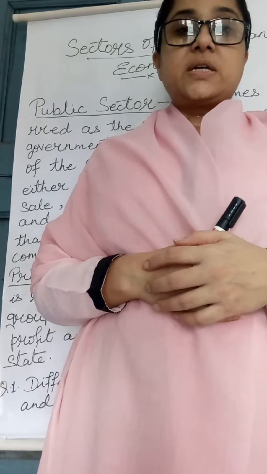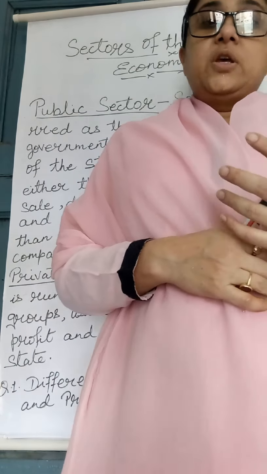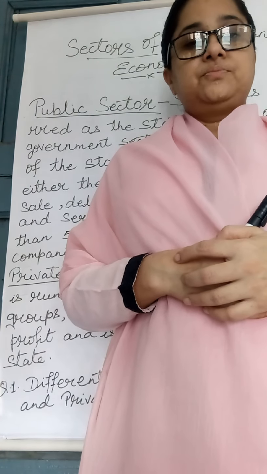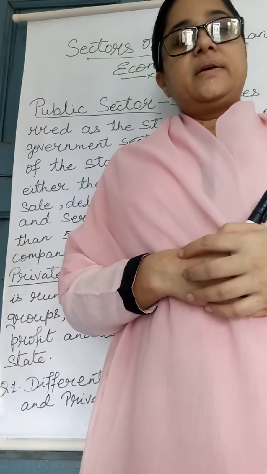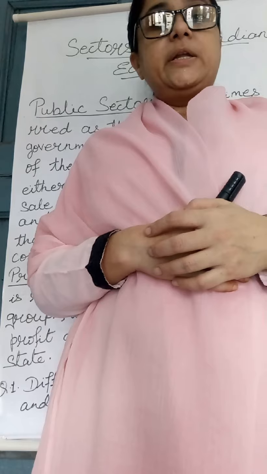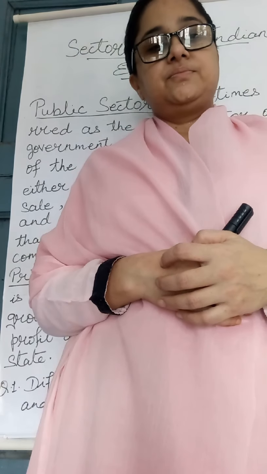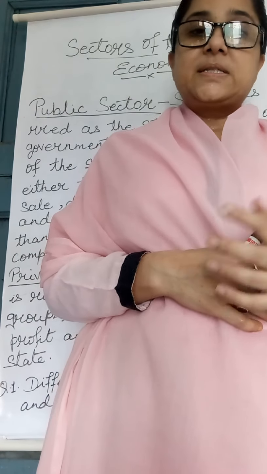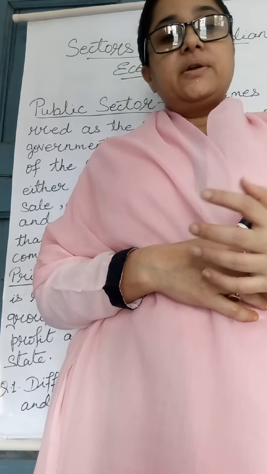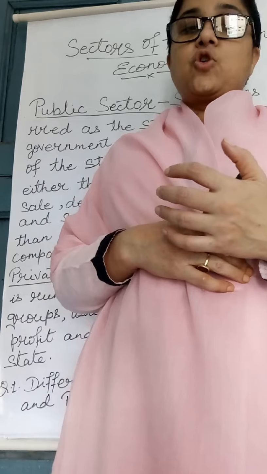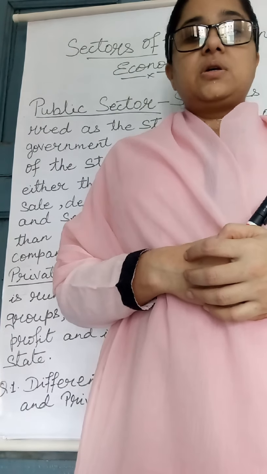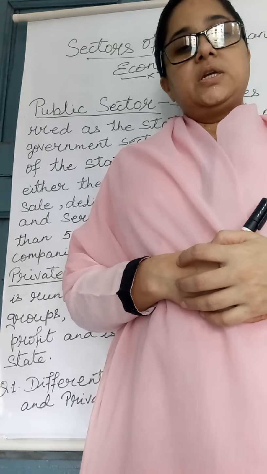Examples of private sector companies are Hindustan, Bajaj Auto, Tata Iron and Steel Company, Indian Hotels Company Limited, etc. Examples of public sector organizations are Indian Railways, Fertilizers Corporation of India Limited, Bharat Heavy Electricals Limited, etc.